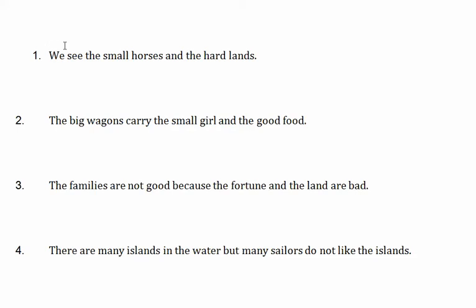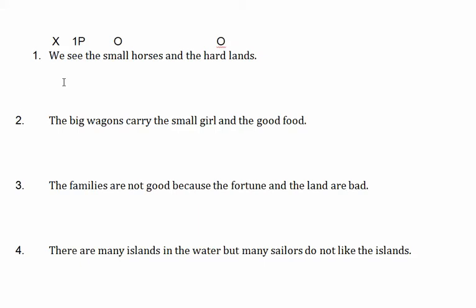Going through this first sentence, first thing is "we." That would be the subject, so I put an X over it. So we see would be first person plural. And then we have the small horses, which would be a direct object. And also the hard lands would also be another direct object.